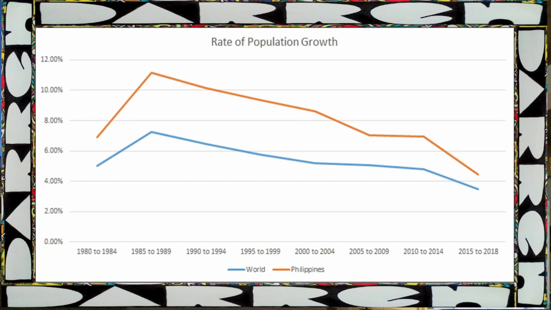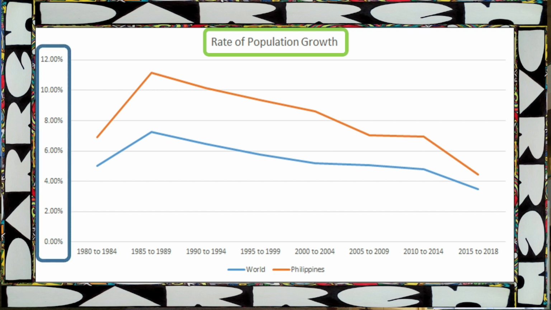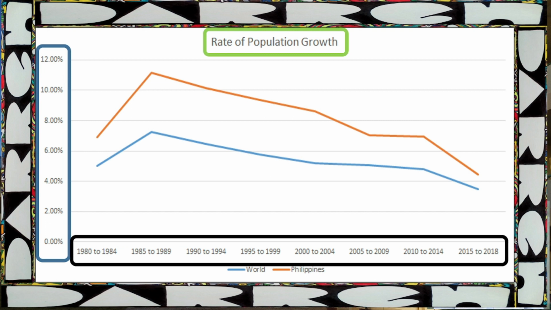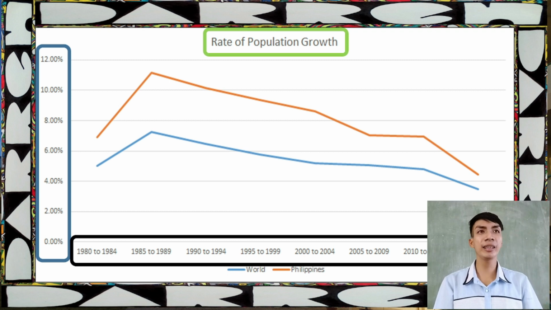For example, this line graph shows the population trend and the comparison of the Philippines and the world from 1980 to 2018. The y-axis has the population growth, while the x-axis presents the years. As shown, the population trend went down as years passed by. Easy to determine, right?